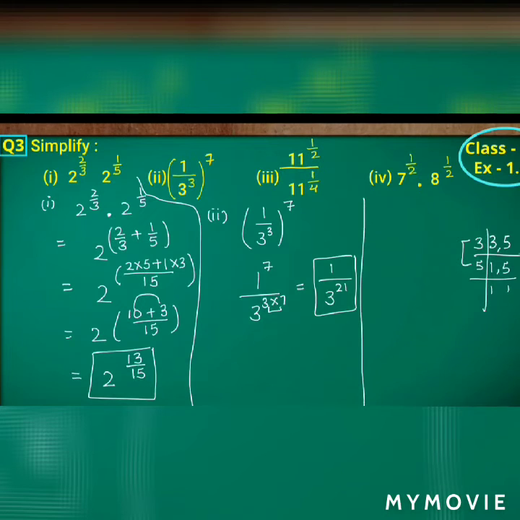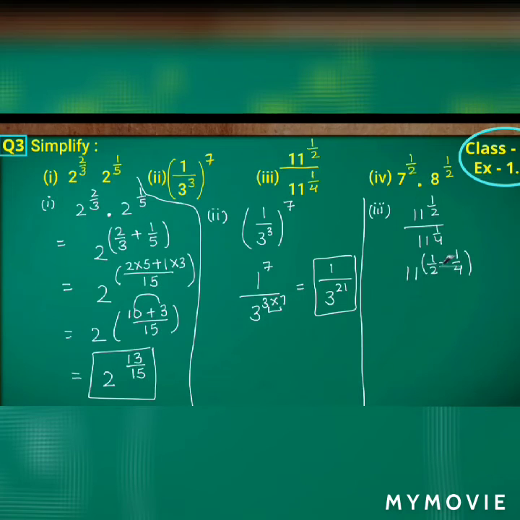So the third one is 11 power 1 by 2 by 11 power 1 by 4. So we know the law, that is a power m by a power n, which is equal to a power m minus n. We have to subtract the powers of the same base. If you observe, the base is same here, 11. So directly we can do the subtraction of the powers. So 11 power 1 by 2 by 11 power 1 by 4 is in the form of a power m by a power n. Since you are having the same base, I am just going to subtract the powers here: 1 by 2 minus 1 by 4, that is 11 power 1 by 2 minus 1 by 4.